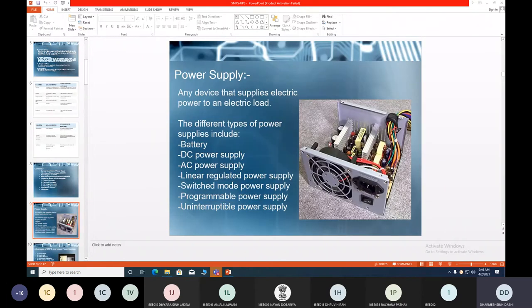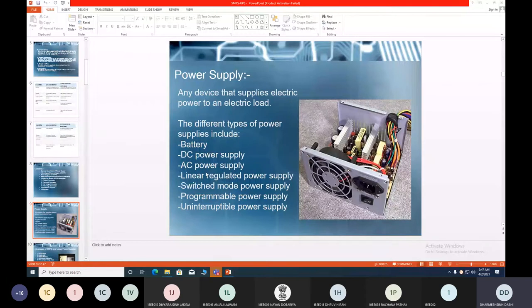You can see in this picture there is a CPU of a PC, and we use the SMPS as the power supply. This one is the power supply, SMPS. Any device which supplies electrical power to an electrical load is called a power supply. As we know, there are two types of general power supplies available: DC power supply and AC power supply. You can supply DC by using an electronic circuit as well as by using a battery. In the same way you can also supply AC power.